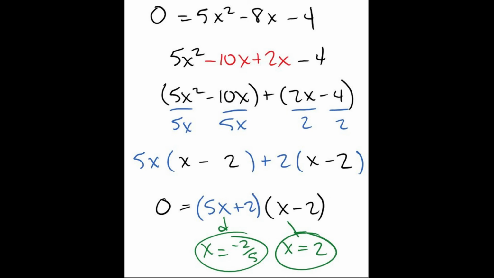So I replaced the negative 8x in my problem with the negative 10x and the positive 2x. Group them together, factor out what I can factor out. You end up getting x minus 2's, so those match, which is good. And then the 5x plus 2 goes out front. So the two things that make this whole thing 0 are positive 2, because 2 minus 2 is 0, and then negative 2/5, which I was able to do in my mind, but if you need to, write 5x plus 2 equals 0, solve it, and you'll end up getting this, okay?